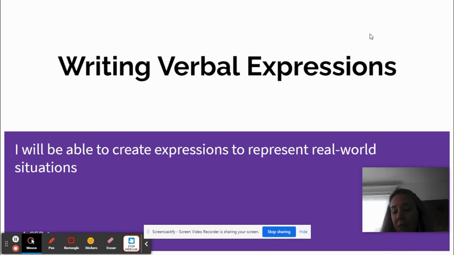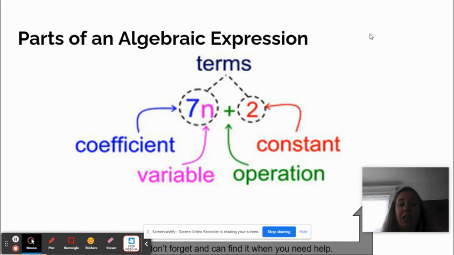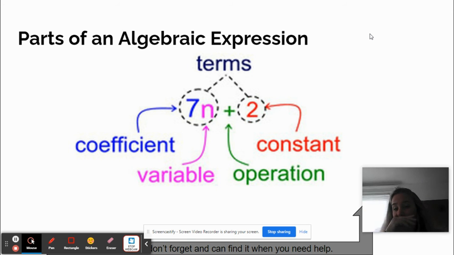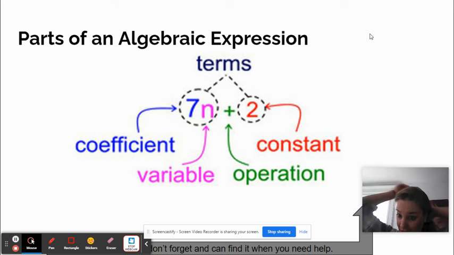So, an expression could just be something like this. There's no equal sign attached. However, you do have a coefficient, which is just the number in front of the variable. The variable is the letter, the thing that can vary and change. And the constant term is the one that has no variable attached. It will not vary, it will stay constant.